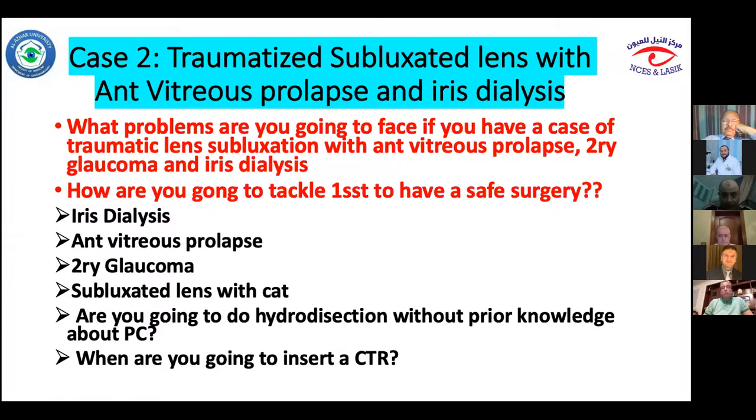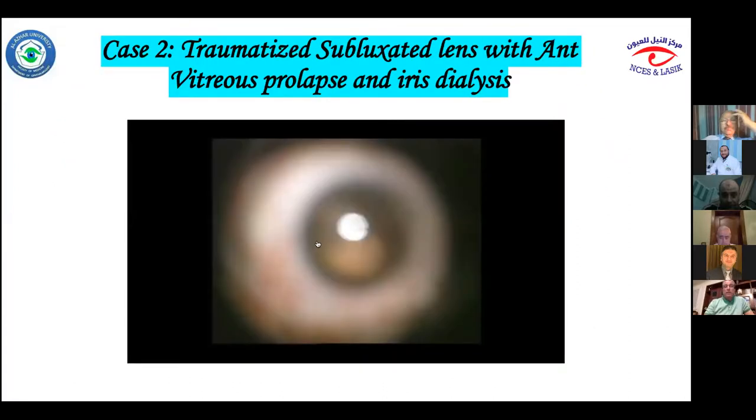Are you going to hydrodissect this case of cataract without prior knowledge about the posterior capsule? Is it intact or ruptured? Are you going to insert a capsular tension ring and when? Now we can see through the video. I tackled this case in this way.